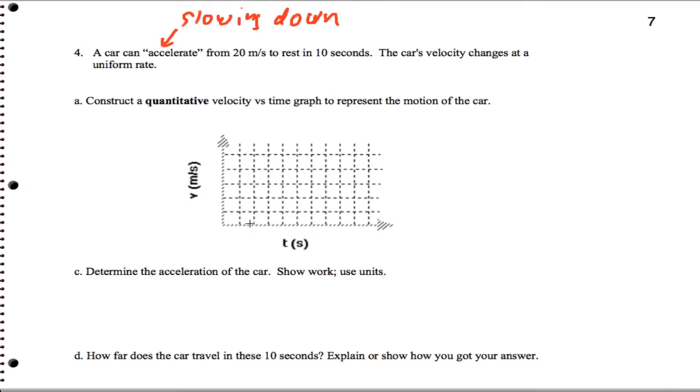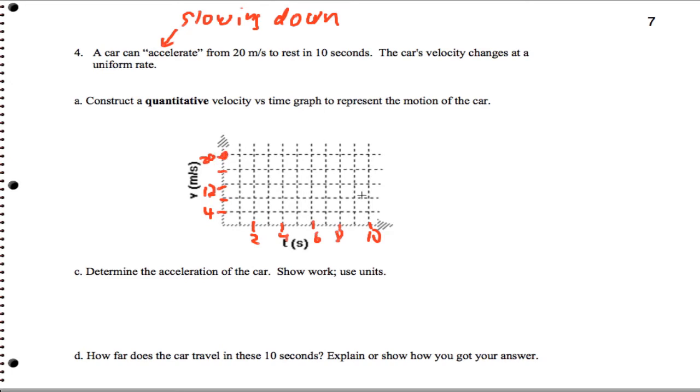Now, we've got 10 seconds of time to fill up. So on your graphs, I want to see you fill up the whole graph. So we've got 2, 4, 6, 8, 10 seconds. And then here we've got 20, 16, 12, 8, 4. So I'd label it like this. I'd even say here 4, 12, 20, like that.